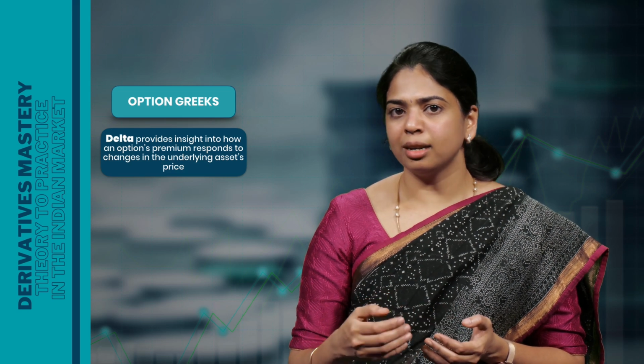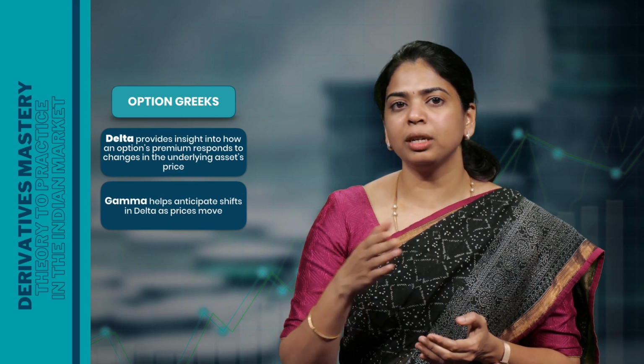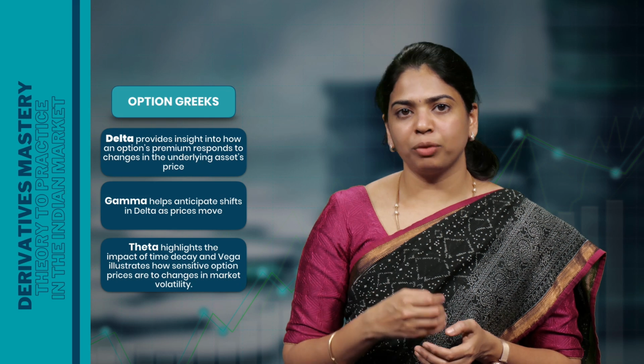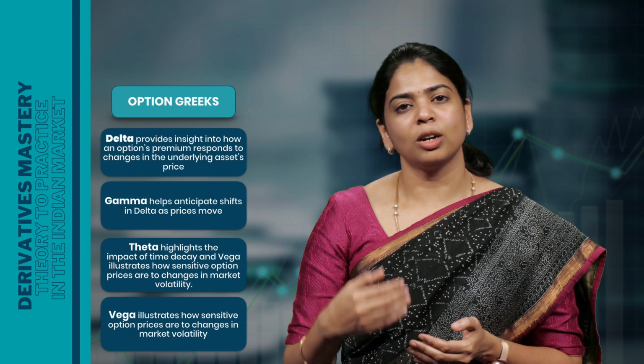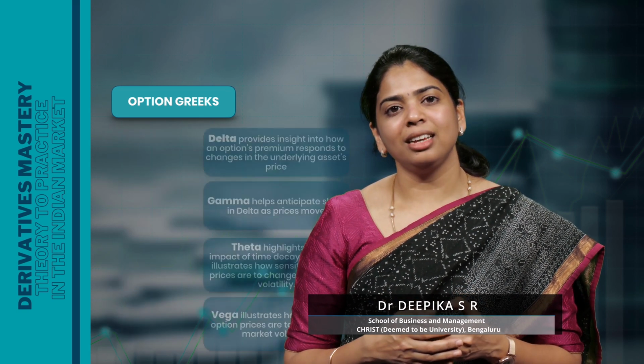So we have come to the end of this lecture. Let us quickly recall the important points. Delta provides insight into how an option's premium responds to changes in the underlying asset price, while gamma helps anticipate shifts in delta as price moves. Theta highlights the impact of time decay, and Vega illustrates how sensitive option prices are to changes in market volatility. So by understanding these Greeks and their practical applications, you gain a powerful framework to make informed trading decisions.